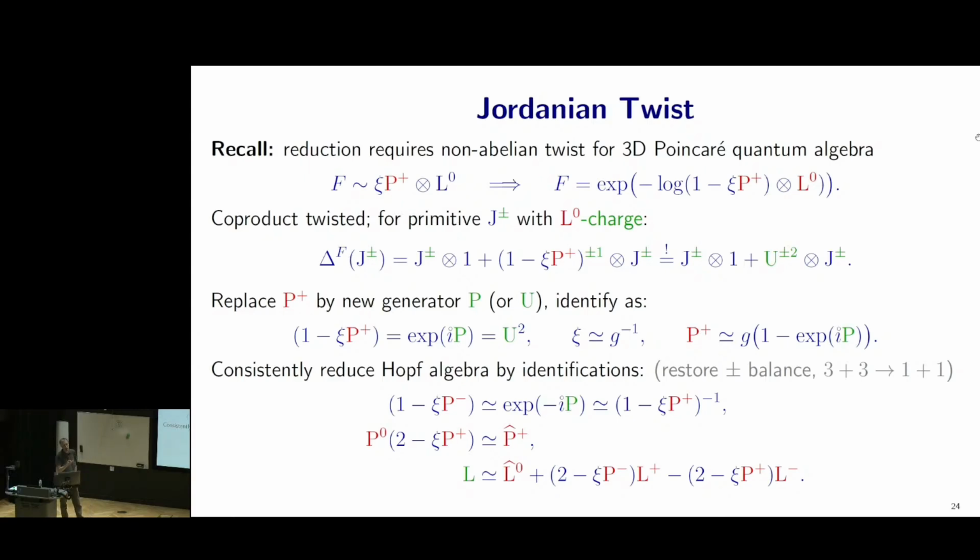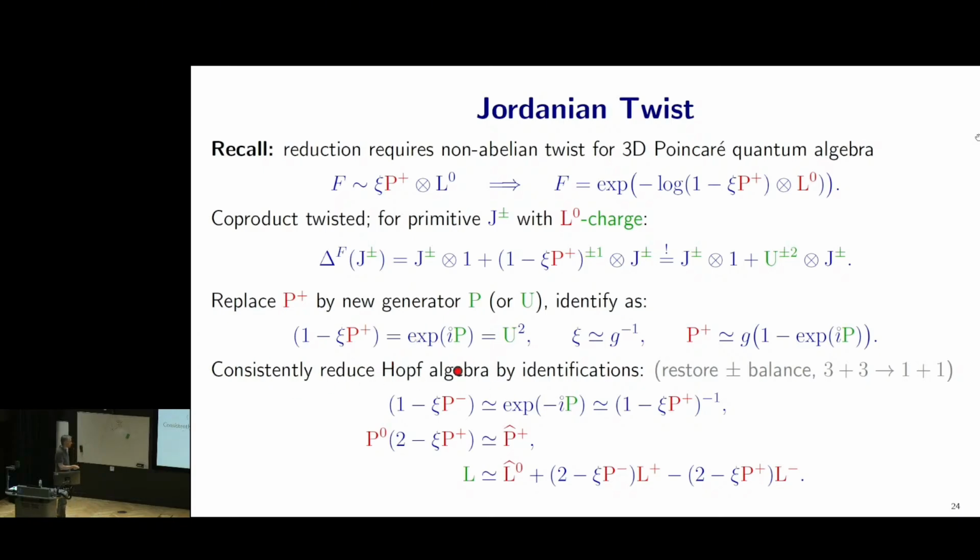Actually, the Jordanian twist is very non-democratic. It's very different for positive charge generators and for negative charge generators. In fact, plus will be very simple. You can even do eigenvalues with that. But P0 would be more complicated. P minus would be even more complicated.